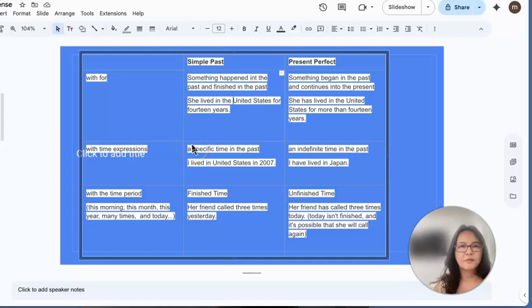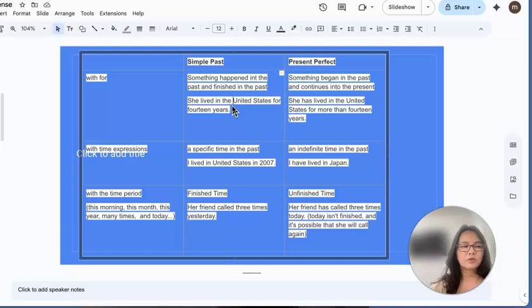Hello everyone. In the previous unit, we learned about the simple past and the present perfect tense. In this unit, you are going to learn how to tell them apart, how to know when to use each one correctly. Don't worry, the rules may look complicated, but they actually make sense once you understand the logic.